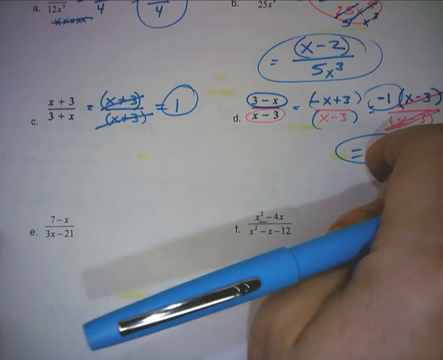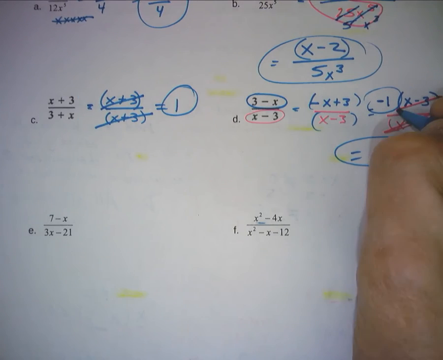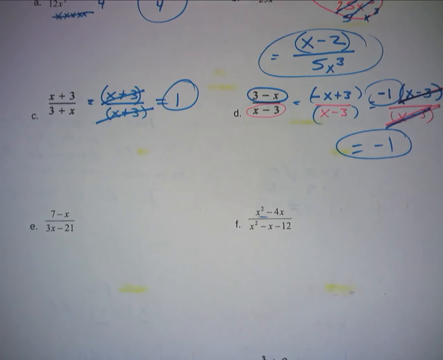All right, so final answer on D. A little karate chop. These x minus 3's cross out and leaves me with negative 1.